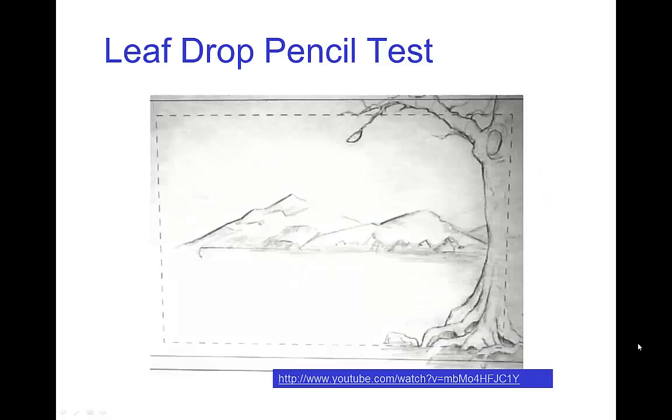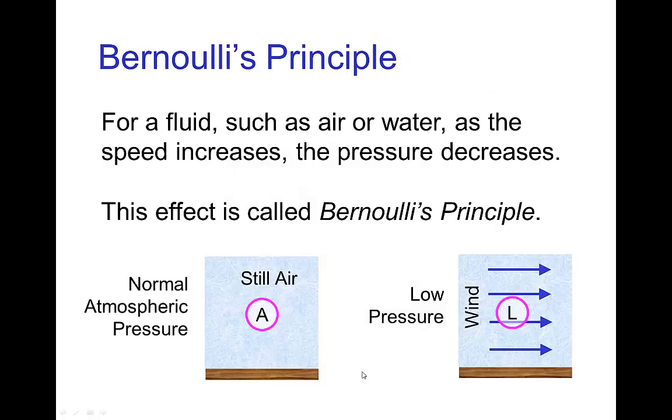Aerodynamic lift. So let's look at a leaf drop pencil test one more time. See a nice drifting motion of the leaf. Now, in a previous tutorial, we talked about Bernoulli's principle, which says that when we have, say, air that is moving, the faster the air moves, the lower the pressure. So if the air is not moving, we have normal atmospheric pressure. If it's moving, the pressure decreases, and the faster it moves, the lower the pressure.